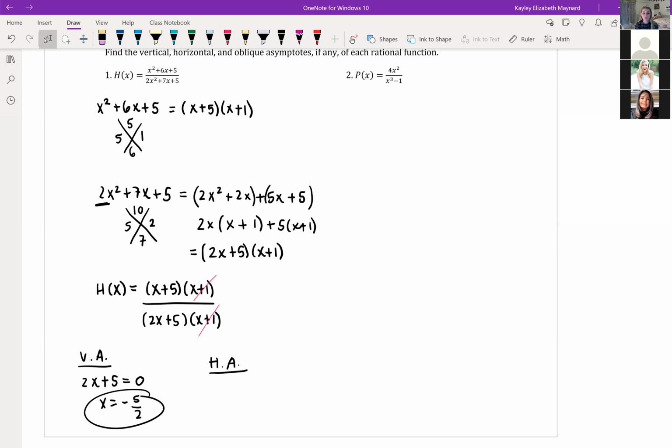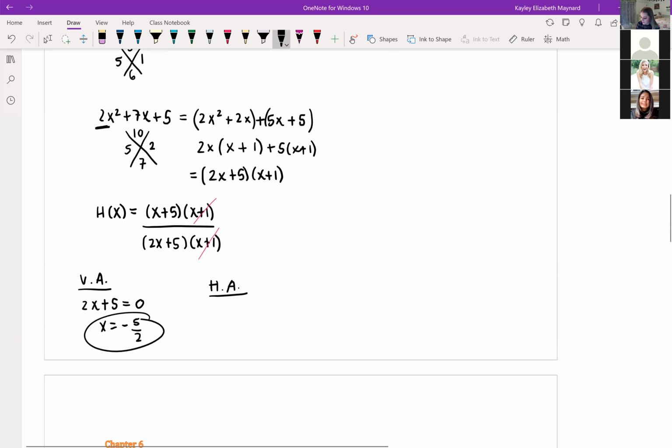They're equal. Both of them have a degree of 2, and even when you put it in lowest terms, their degrees are still equal. So if they are equal, we just have to read off the leading coefficient in the numerator and in the denominator. So technically we've got a 1 here. So if we just read that off, we get 1/2. So that means that we have a horizontal asymptote at y equals 1/2.